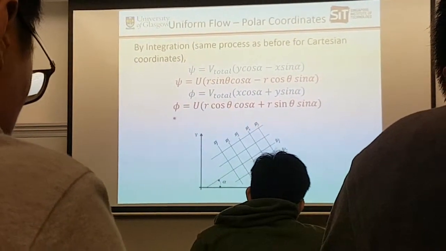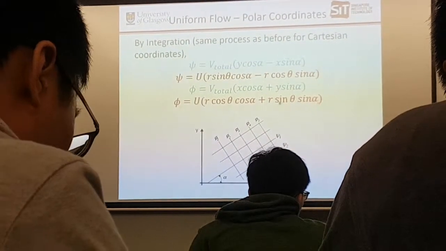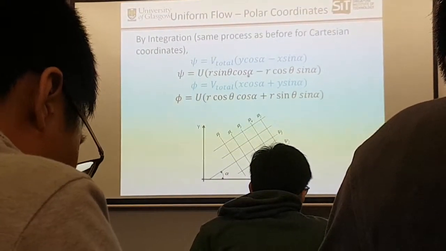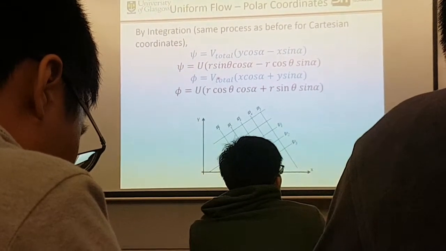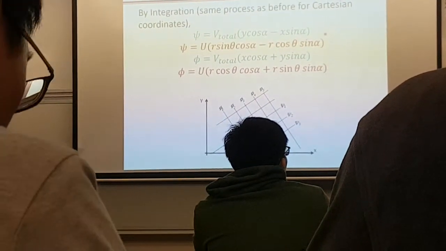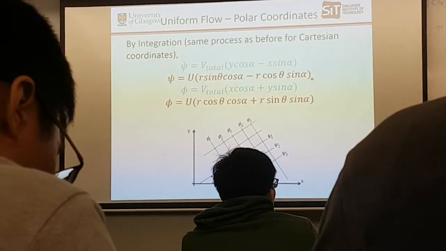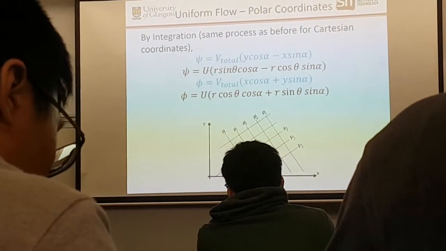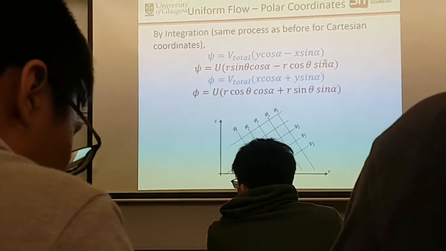It's the same for my velocity potential. If my alpha is 0, that means my sine alpha is 0, so the second term will be cancelled, and cos alpha, or cos 0, is just 1. So the equation will be simplified. So this is the final form of your uniform flow, in Cartesian form and also in polar coordinates form. So please remember this equation. Sometimes in the exam paper they will give the equations to you, but sometimes they don't. You're supposed to derive this on your own. But at least you need to memorize these equations.